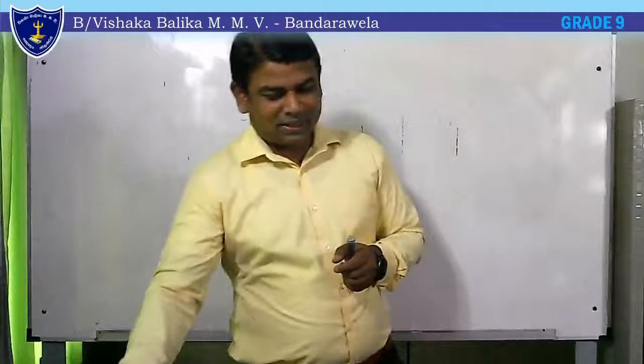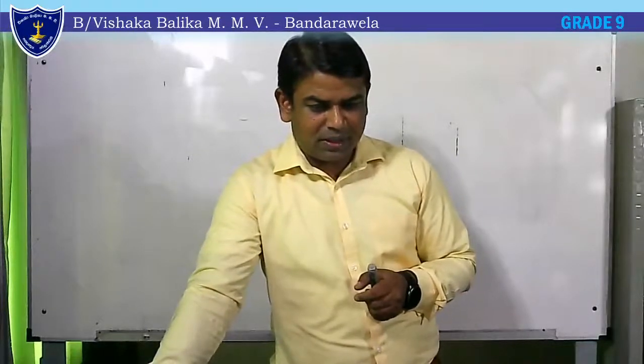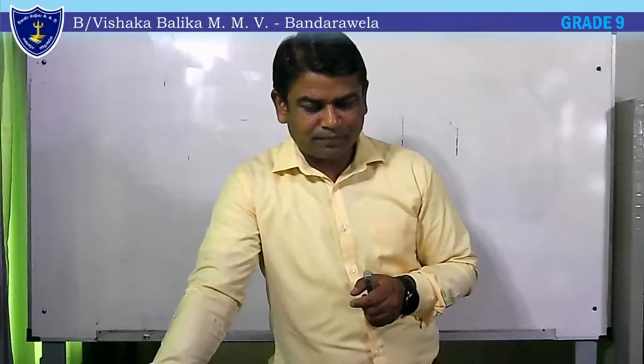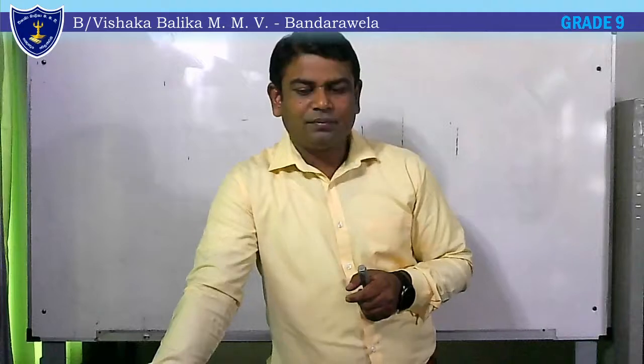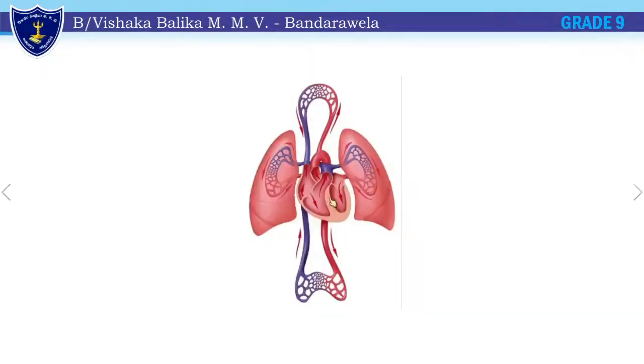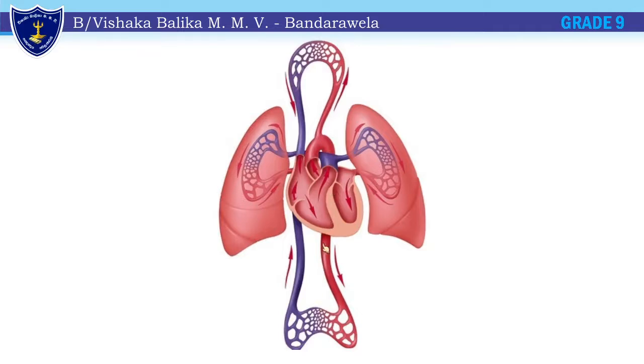Let's see that with another image here. I will show a simple image to show the double circulation. Right, look at this. These are the blood vessels running to the organs and coming back, and here are the lungs, and blood vessels leaving to the lungs and coming back.